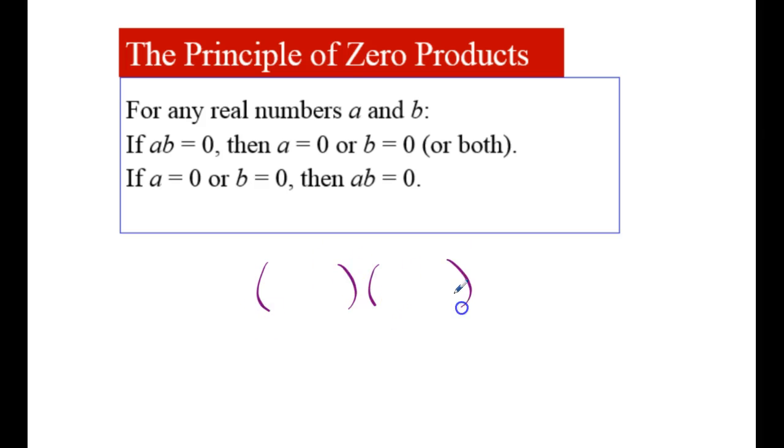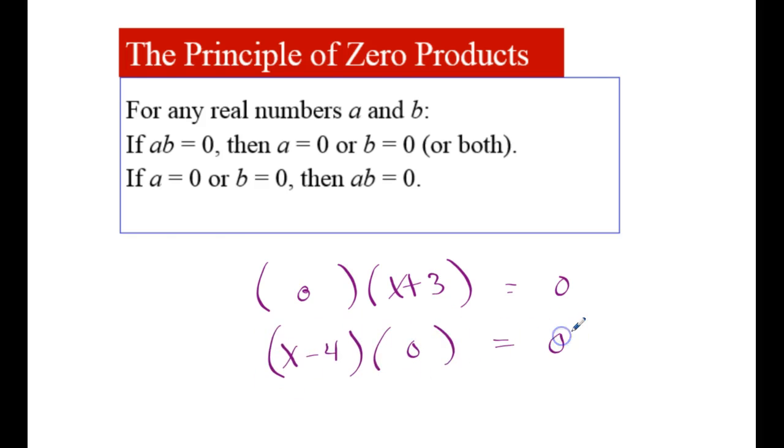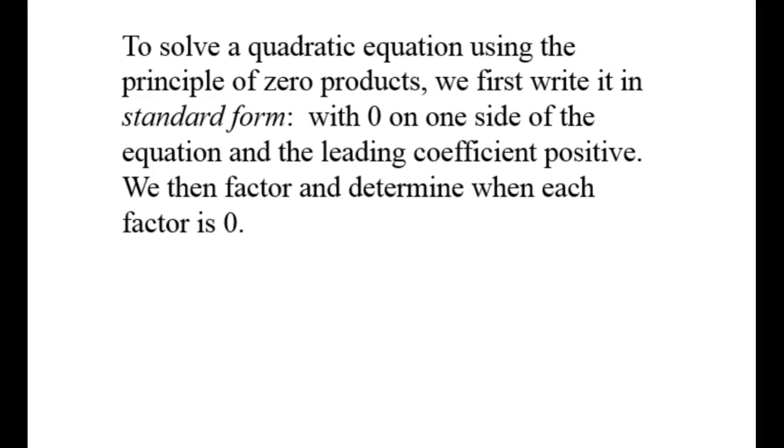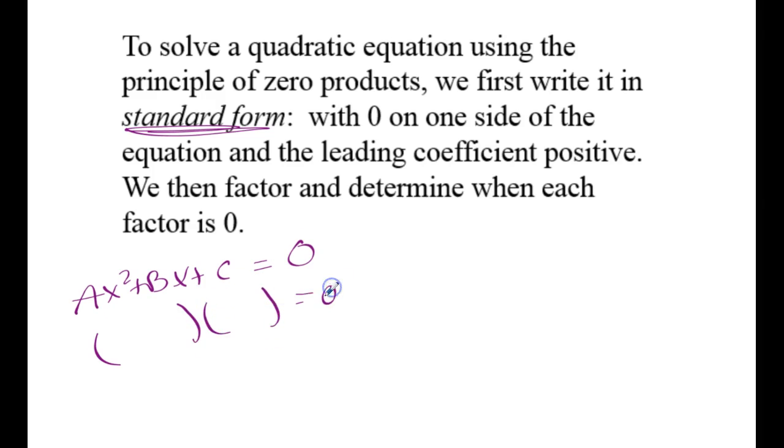If you have any one of these values, so if you have x plus 3 times 0, the whole thing will go 0. And likewise, if you had x minus 4, if any of these values equal 0, the whole thing will be 0. So that's what we're going to try to do. Put things in standard form, which is this ax squared plus bx plus c. If it's in this standard form, we'll set it equal to 0. We'll try to factor this thing, and then we're going to set each factor equal to 0. So I'll set my a term equal to 0, and I'll set my b term equal to 0. Because if either a or b is 0, the whole thing will go to 0.